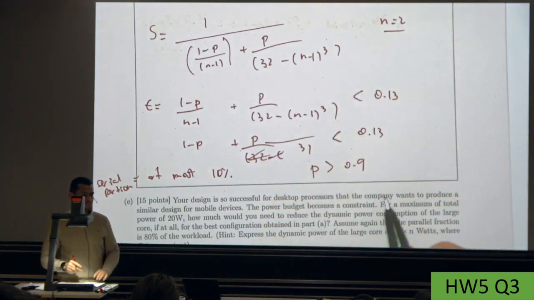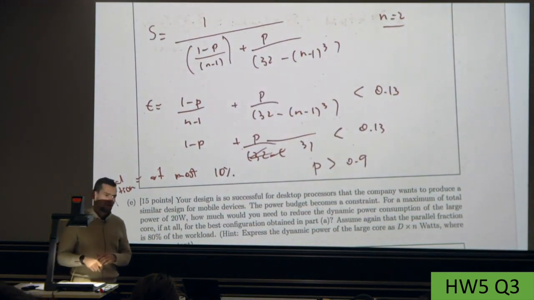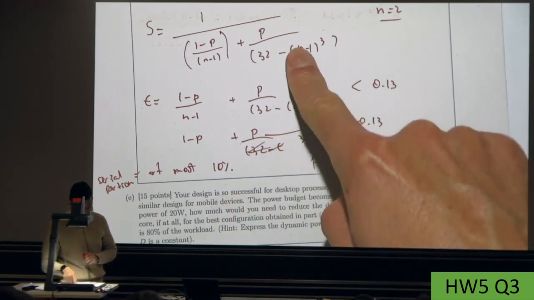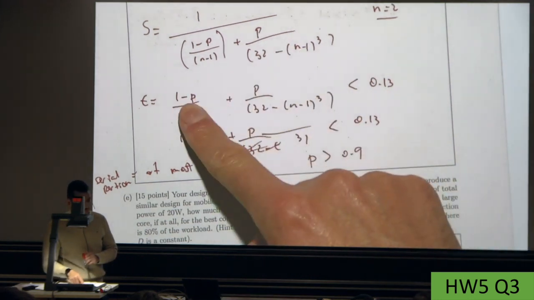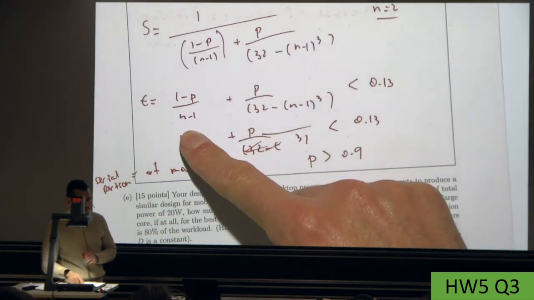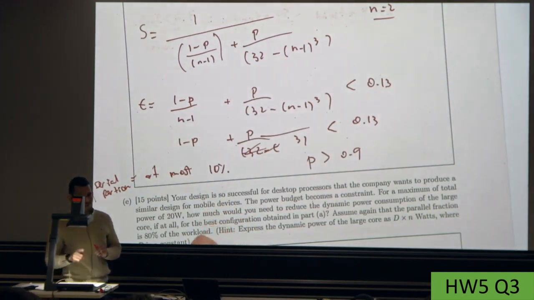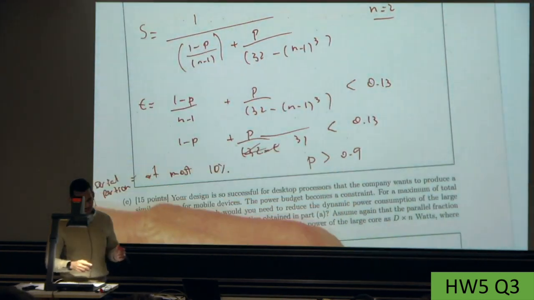Any question? For the 1 minus p portion, how come we don't divide it by n equals 2, making it that 90% of it is computed by n times faster than the small core? Because if you divided p by 31, I don't get why we don't divide 1 minus p by the speed it computes at. So I don't understand your question, but let me try to explain again.